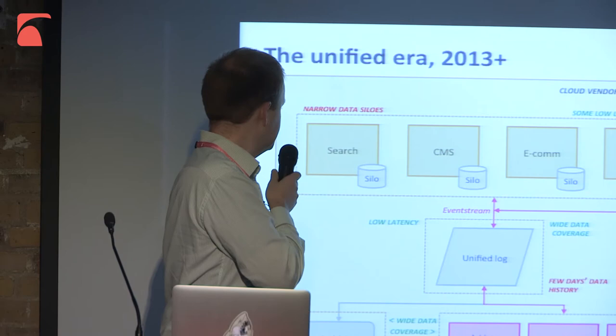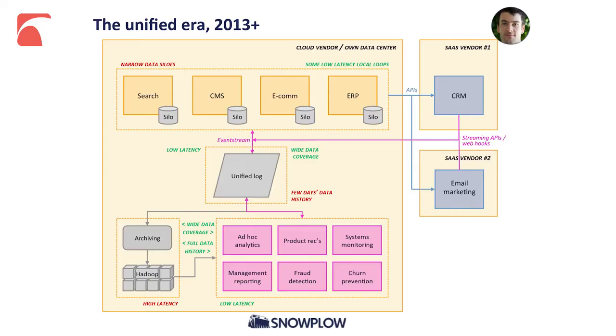And then what do you do with the data coming out of the unified log? Well, you do a few things. One of the most important things you can do is archive that and stick that into Hadoop. As soon as you put that into Hadoop, you've now got the full archive. So Hadoop has got the exact same data as the unified log. It's just got the full history going back through time. So that's where you're going to start collecting the years of data.